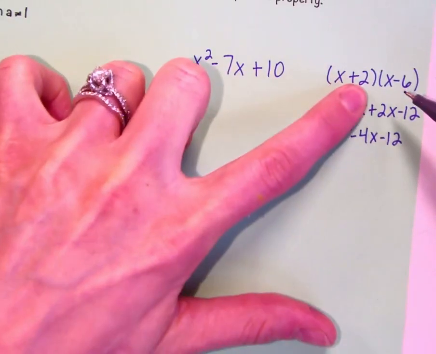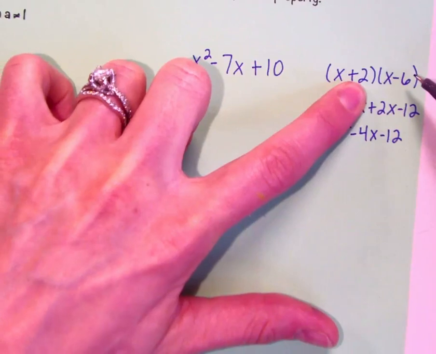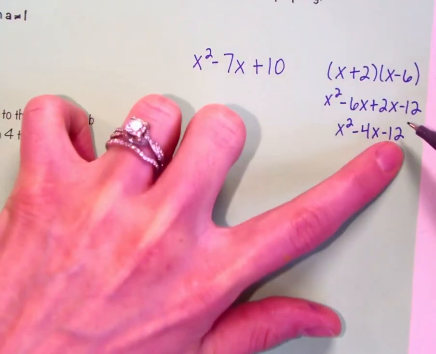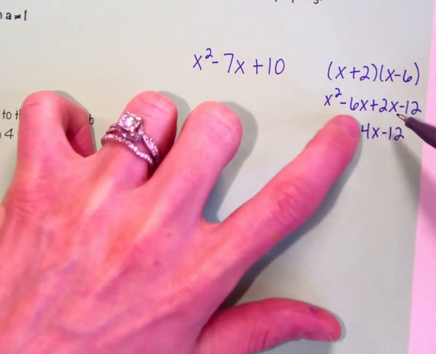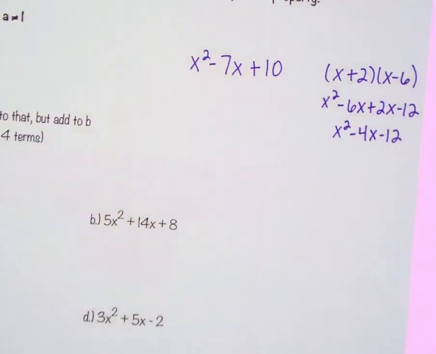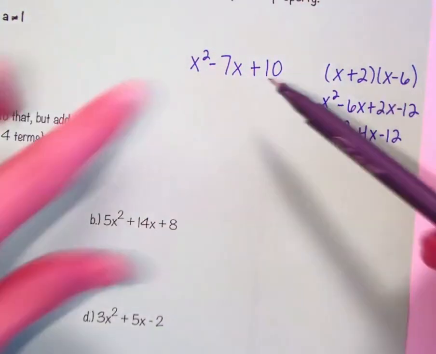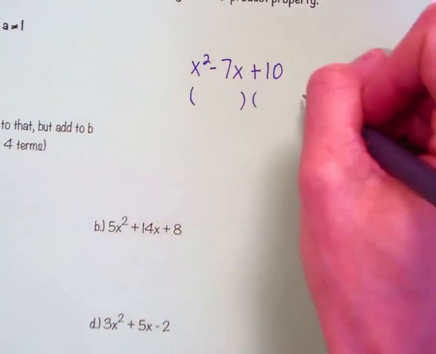So what we noticed was, all right, the 2 and the negative 6, well, when I do double distribution, those are the last 2 terms that I multiply together. So that's how I get this negative 12 here. And then I get that negative 4 because I had to combine these terms in the middle. Okay. So when I do this, we kind of thought about the same thing.